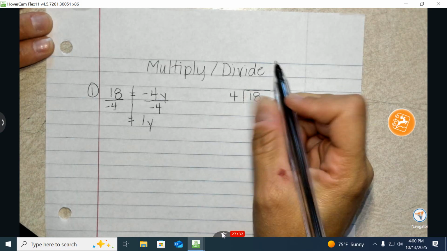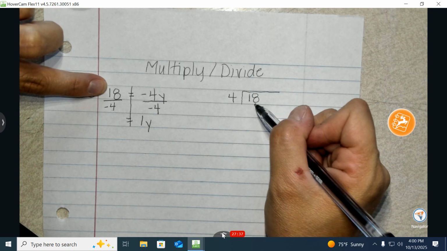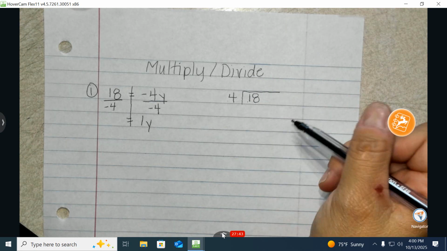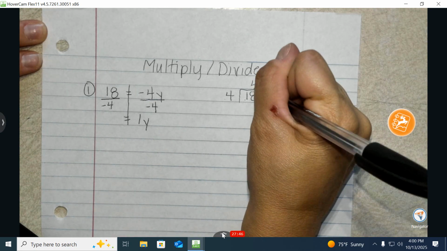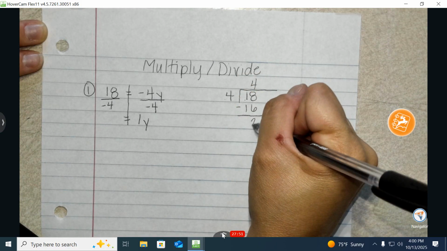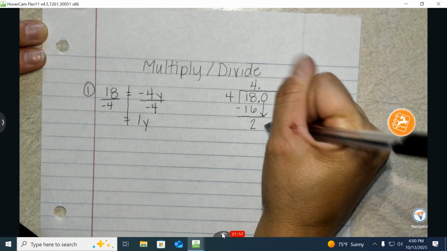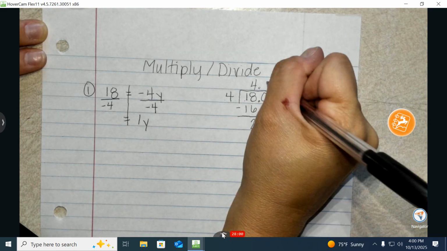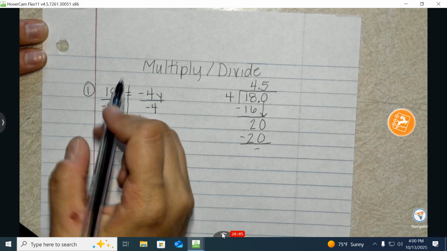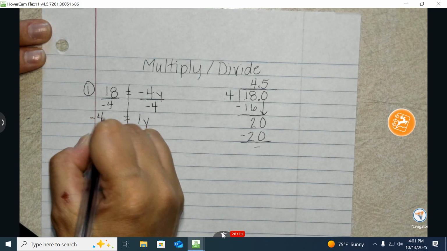18 into 4. 4 won't go into 1 because remember, whatever is listed up top or listed first goes inside the box. 4 won't go into 1, but it'll go into 18 4 times. 4 times 4 is 16. You subtract them, that's a 2. 4 won't go into 2, so we have to put a placeholder here. 4 will go into 20 5 times. 4 times 5 is 20. And it's a positive divided by a negative, so our answer is negative 4.5.